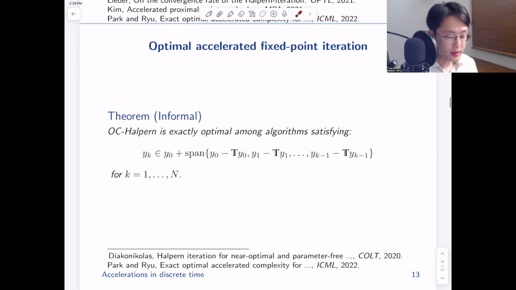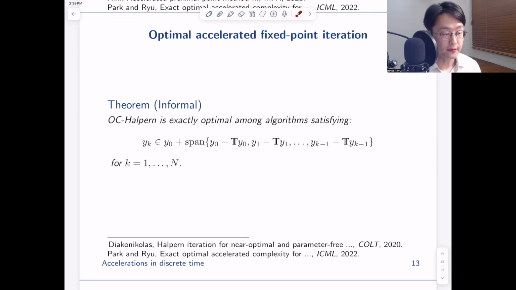Also, I'll just quickly mention that in the field of optimization, there's the notion of complexity lower bounds. Complexity lower bounds establish that algorithms satisfying certain conditions, in this case the span condition, cannot be faster than the established lower bound. In the interest of time in this talk, I won't spend much time describing the mechanics of lower bounds, but I'll just state that in this work, we show that OC-Halpern is optimal. It cannot be improved because there's a matching complexity lower bound.